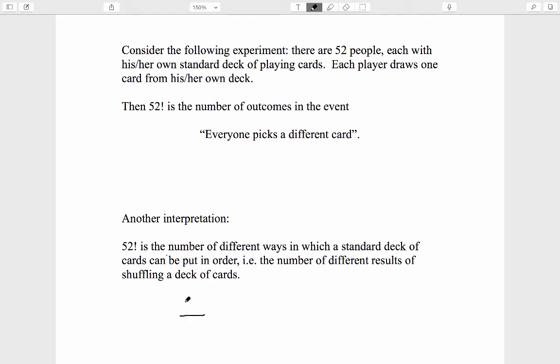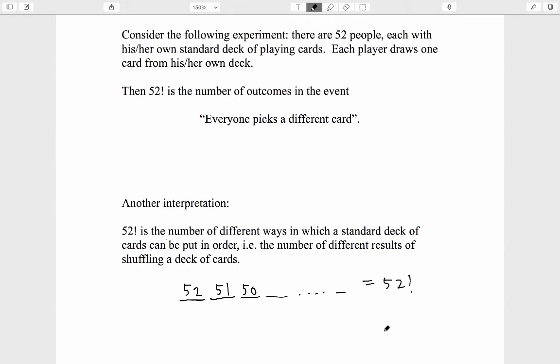There's card number 1, 52 possibilities for what that could be. Then there's card number 2, 51 possibilities for what that could be. Then there's card number 3 after you've shuffled. There are 50 possibilities for what that could be in light of the cards that have already been put in place, etc., all the way down. So this is indeed 52 factorial.